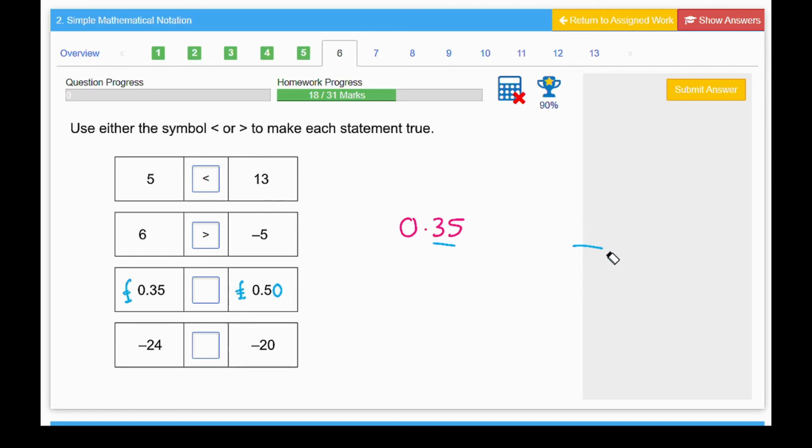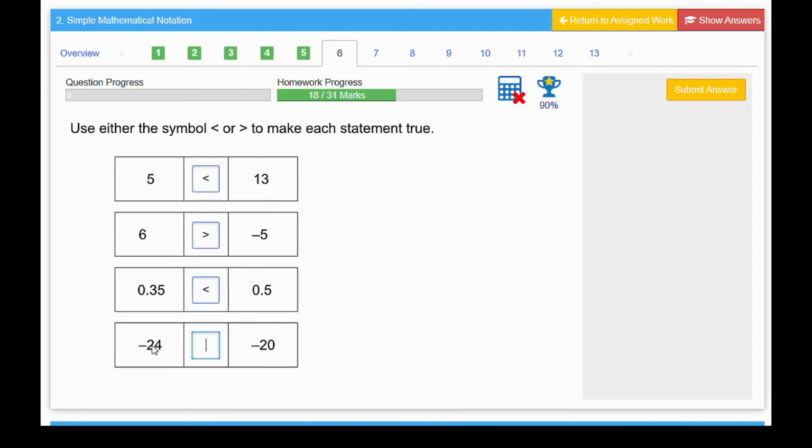So let me just quickly rub all of this out in case I forget. So looking at the 2, which is smaller? 0.35. But try not to get caught out by that, by recognizing that obviously this is 35 pence and that would be 50 pence.